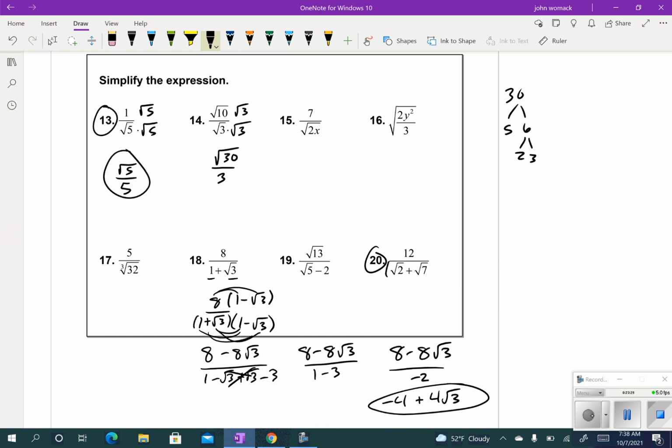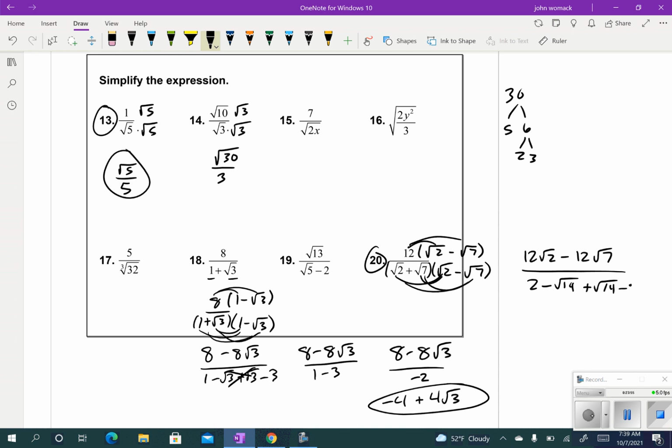All right, so the conjugate of the square root of 2 plus the square root of 7 is the square root of 2 minus the square root of 7. So on top, I get 12 square roots of 2 minus 12 square roots of 7. On the bottom, I get 2 minus the square root of 14 plus the square root of 14 minus 7. Well, those two middle ones cancel out. That's what we wanted.